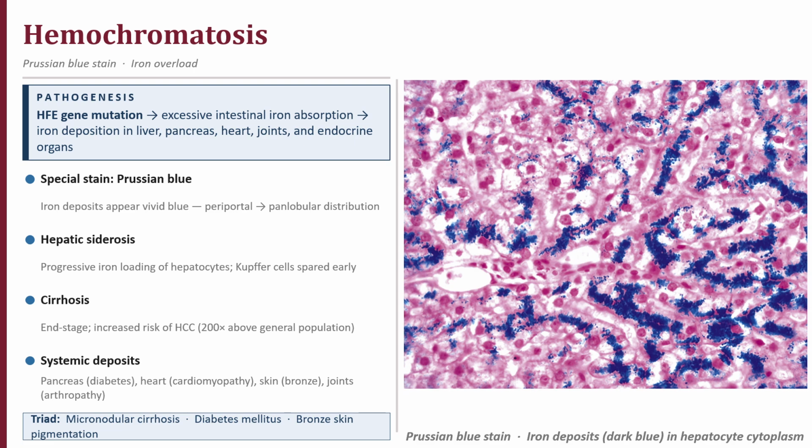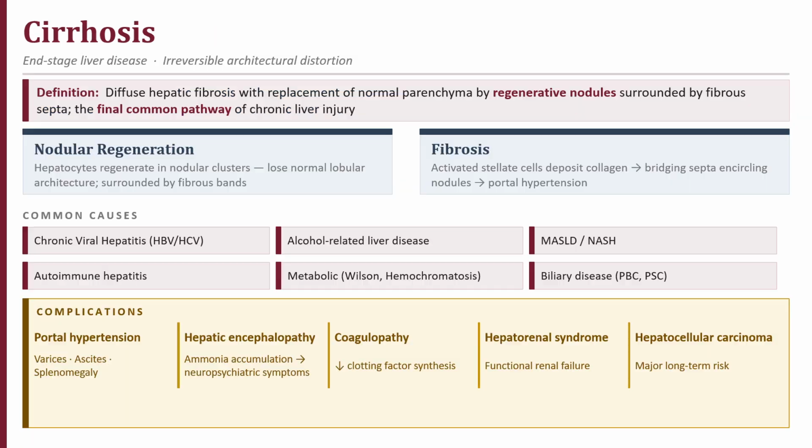Another metabolic condition that may predispose to cirrhosis and affect the liver is hemochromatosis, which is caused by excessive absorption of iron, and this iron will be deposited in the liver and may lead to cirrhosis if left untreated. We can see the deposit has a blue color because it is stained with the Prussian blue stain.